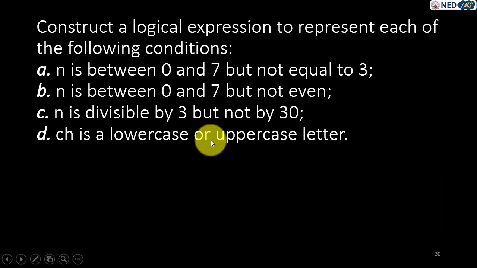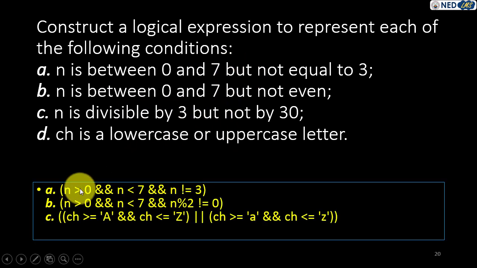Construct a logical expression to represent each of the following conditions. N is between 0 and 7, same thing. N is between, so you have to put in the range but not equal to 3. So this but is going to be translated to and over here. So n is greater than 0 and n is less than 7, and n is not equal to 3.